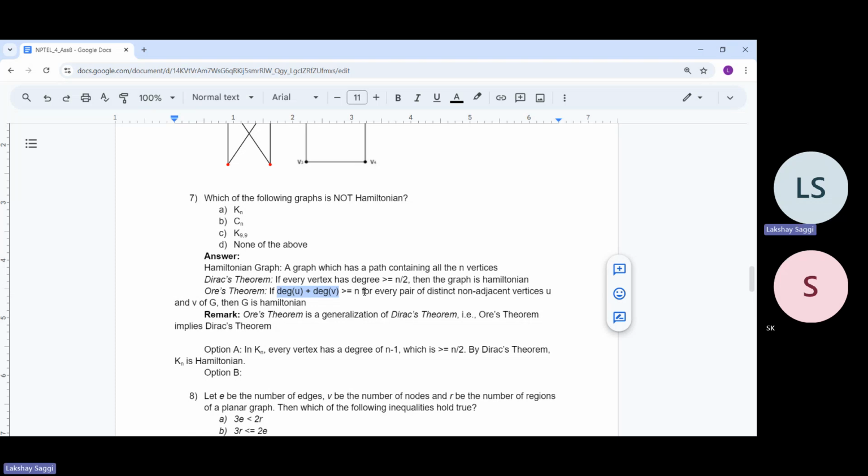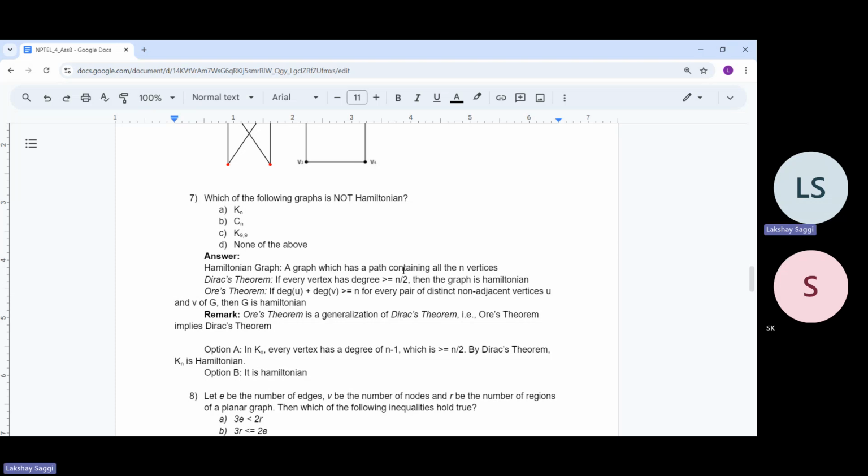But does this mean that Cn is not Hamiltonian? This is not true, because Cn is actually Hamiltonian. And why is this? Because a Hamiltonian graph is a graph which has a path containing all the n vertices. And now it can be easily seen that all the vertices can be traversed by just traversing the cycle, going along one side of the cycle, right? It is Hamiltonian.